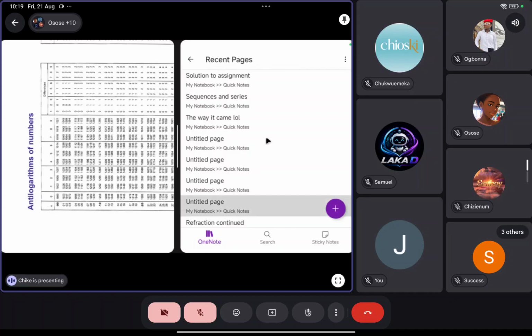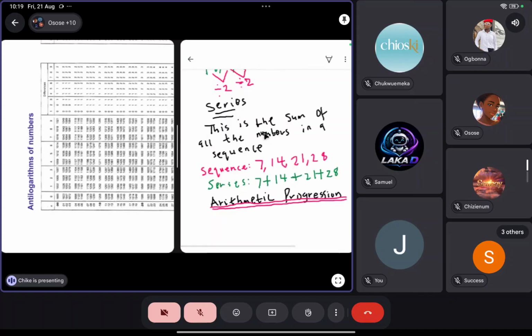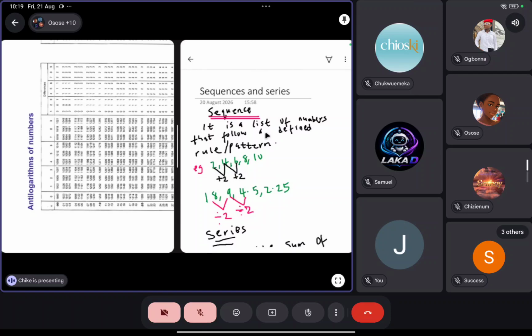So moving on to our work for today. Yesterday we stopped at sequences and series. We're dealing with sequences as well as series. And I said a sequence is a list of numbers that follows a particular pattern or a defined rule. Normally, if you are dealing with some examples, they have a particular topic that's called pattern, but we're not looking at patterns.